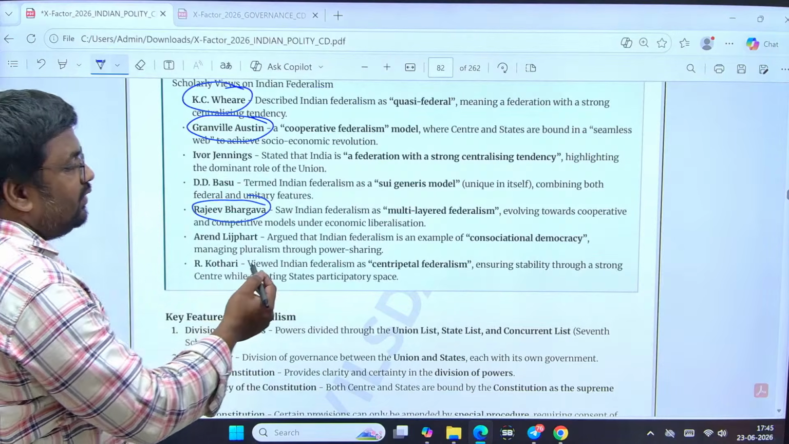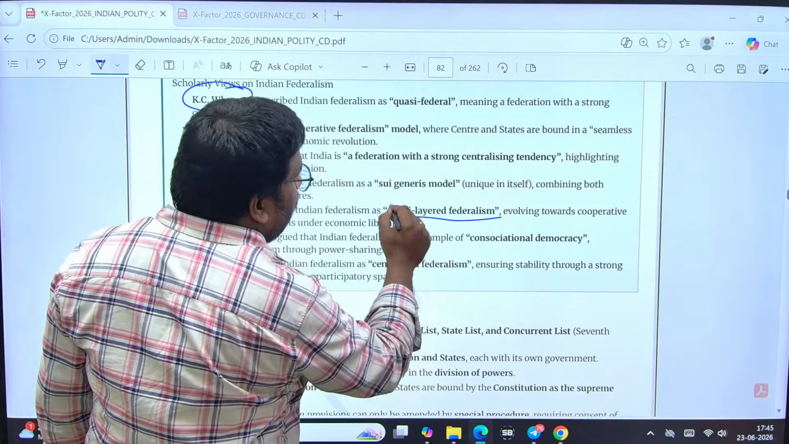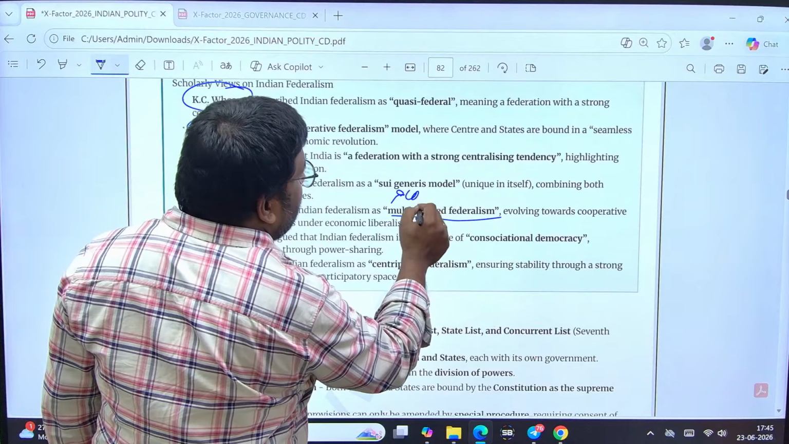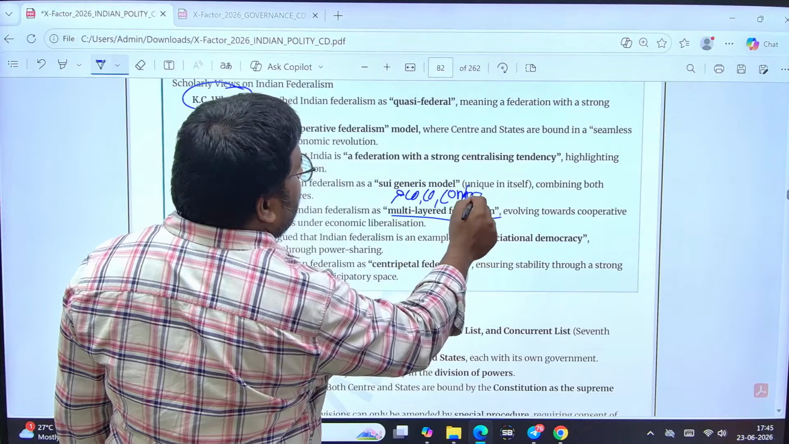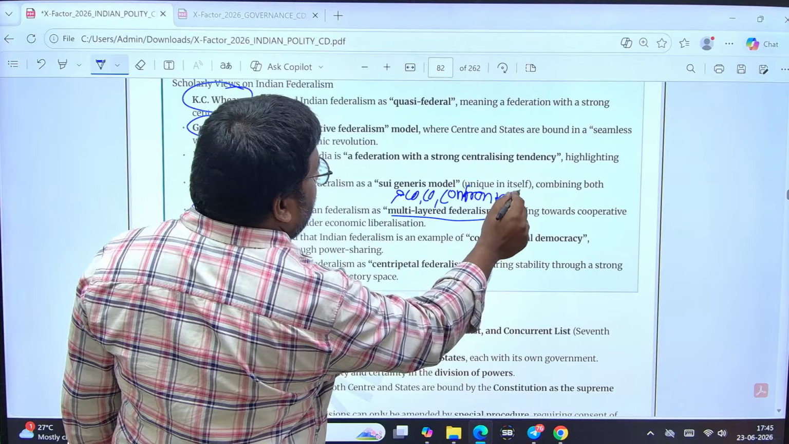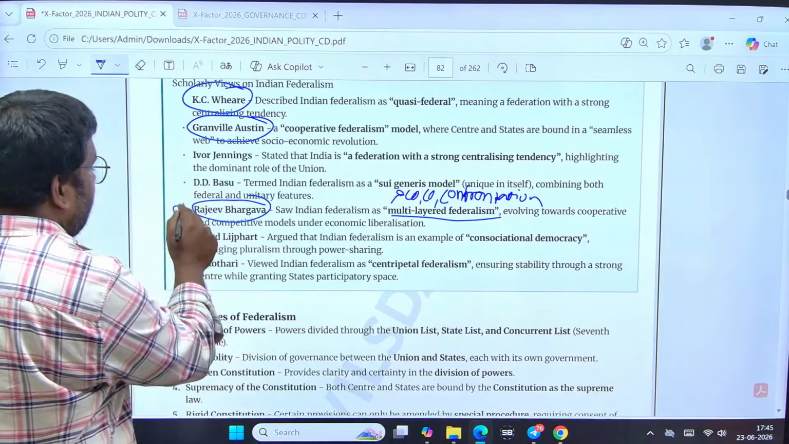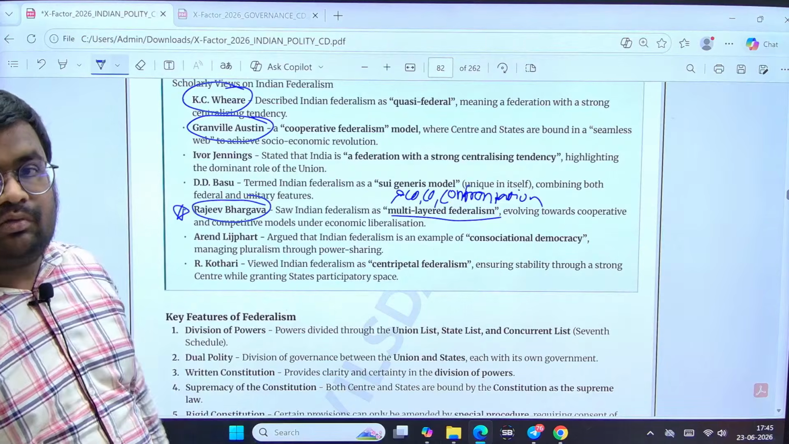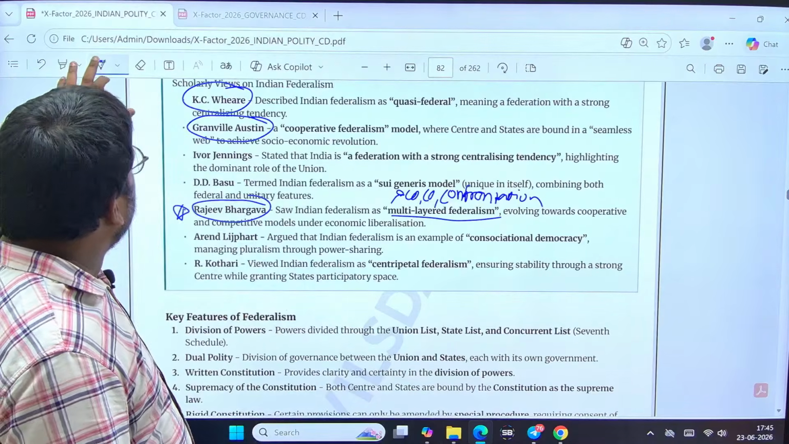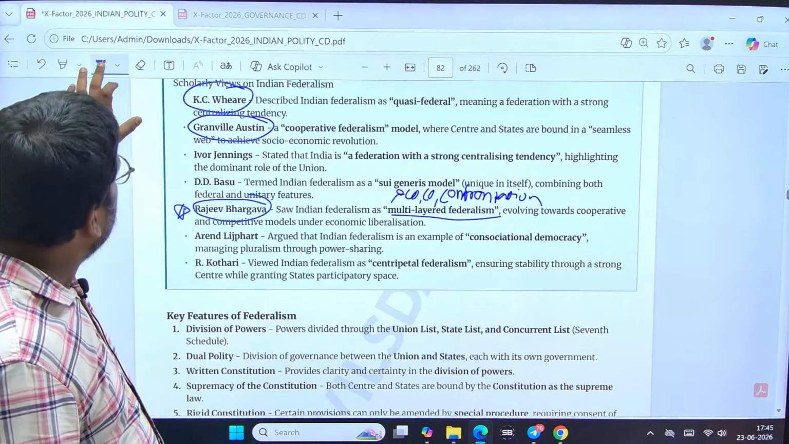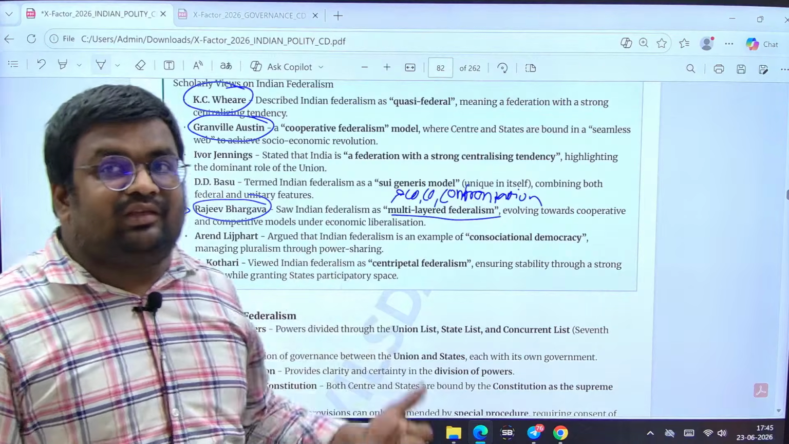He calls Indian federalism multi-layered federalism. What are the multi-layers? Cooperation, competition, confrontation. So this is going to be the most relevant introduction into that particular question. Based upon the theme of the question, your quote is also going to be precise.